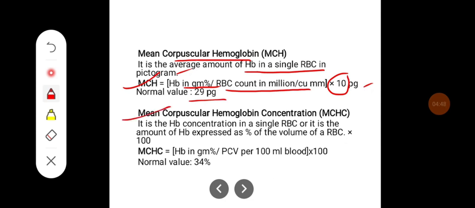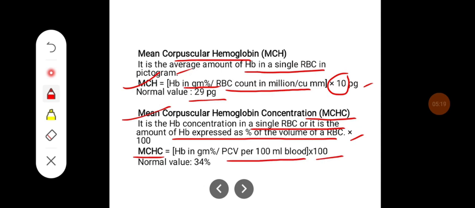The mean corpuscular hemoglobin concentration, that is MCHC, is the hemoglobin concentration in a single RBC, or it is the amount of Hb expressed as a percentage of the volume of RBC, which is eventually multiplied by 100. So MCHC can be given as the hemoglobin in gram percentage divided by the packed cell volume per 100 ml of blood into 100 gives the MCHC values in percentage. Normally it is around 34%.